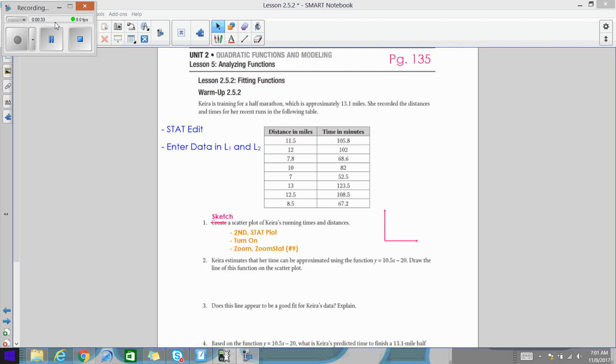So we're going to start on warm up on page 135. You need your textbook and your graphing calculator out and a pencil. So let's get started, all right?